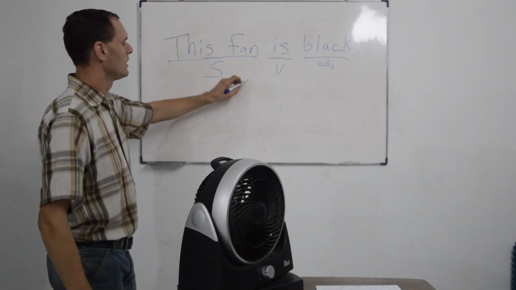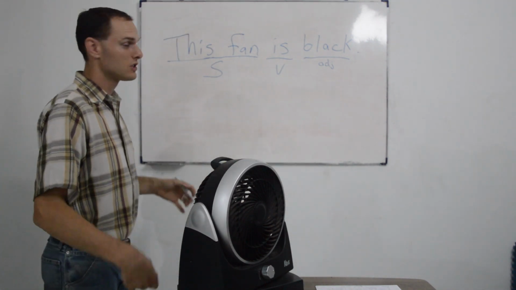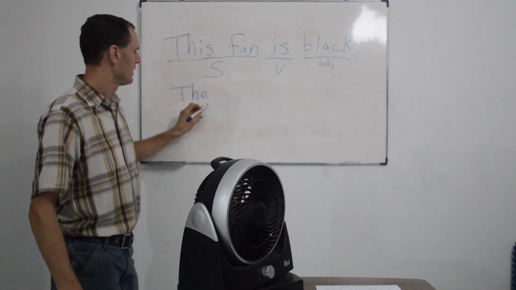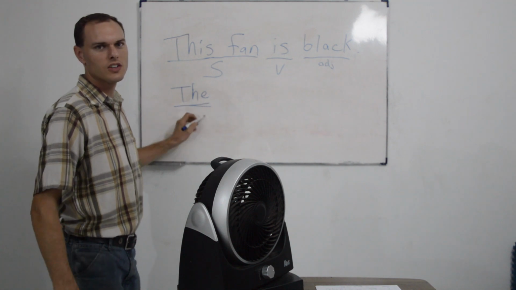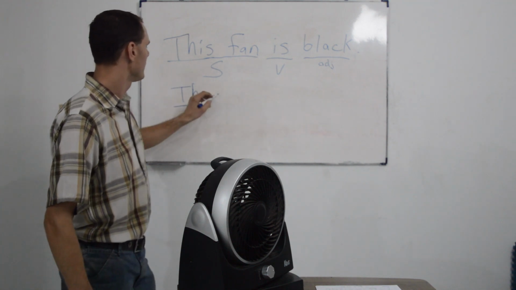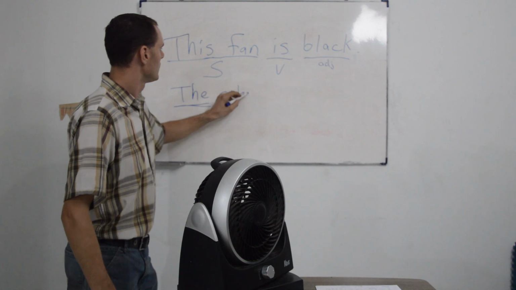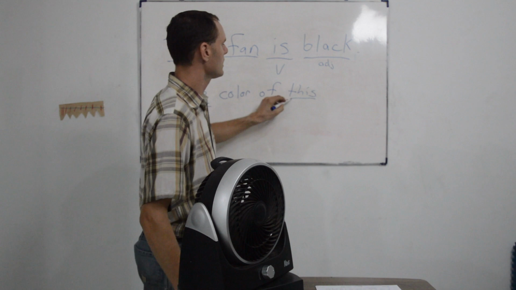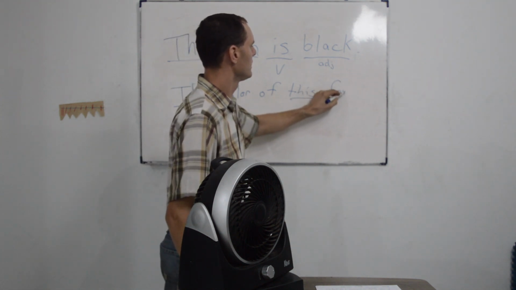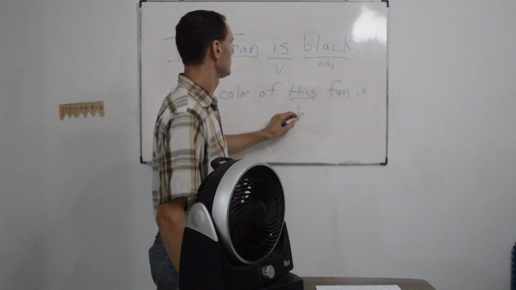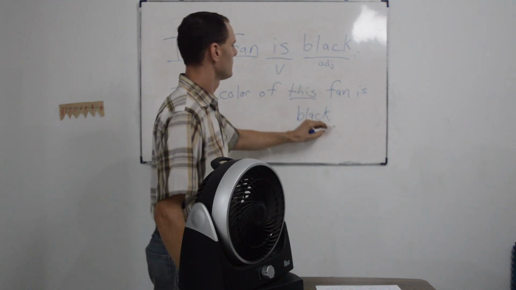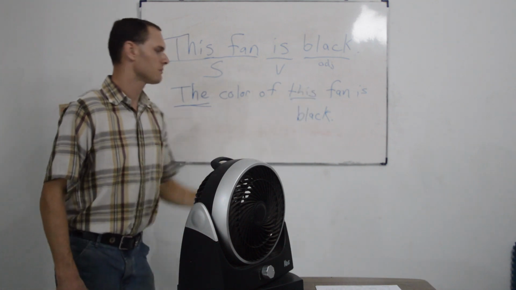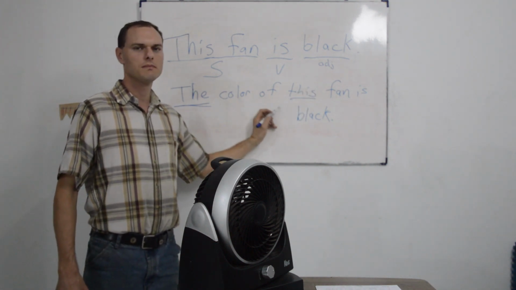Okay? If I want to make it another different structure, you could say the. Now, pay attention here. You must use the article the. The color of this fan is black. Now the color of this fan is black. I'm using of. Of must be used here.